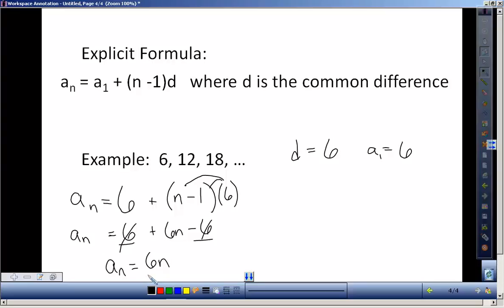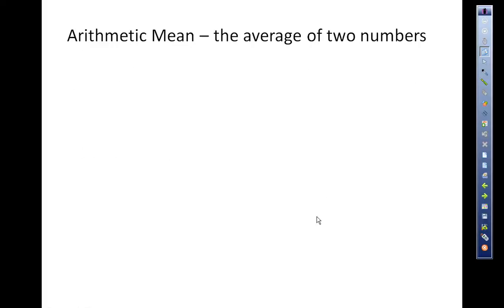So now that we have that explicit formula, we could find any term in this sequence. We could find the 100th term, the 20th term. Plug it in, we would know what that term was. So these were the two formulas for arithmetic sequences.